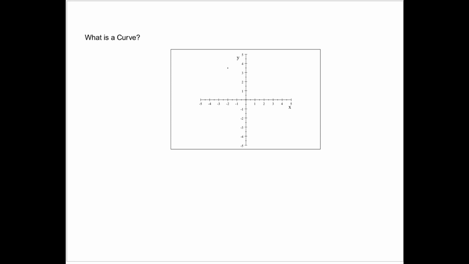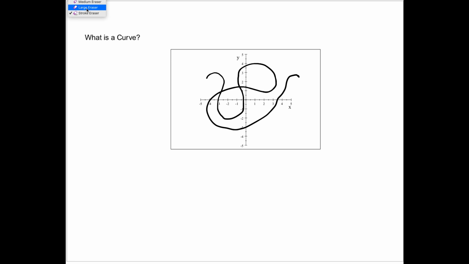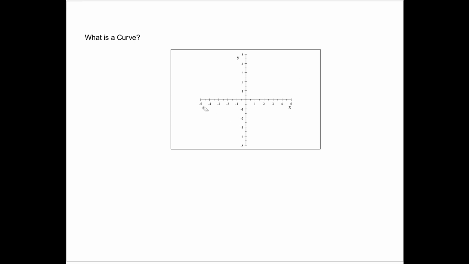What is a curve? Intuitively, we think of a curve as something that we draw like this. Starting at one point, we just draw, and we can draw in any direction, and we've got a curve. How can we formalize that and describe a curve mathematically?